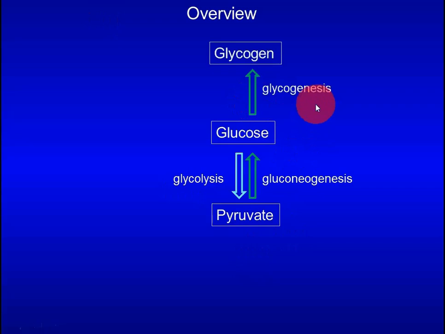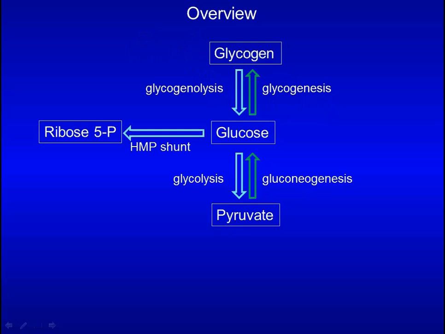When we need ATP, glycogen can be degraded to release glucose. This process is called glycogenolysis. Further, glucose can be converted to ribose 5-phosphate for nucleotide synthesis through a process called HMP Shunt. In this lecture, we will focus on these 4 processes.